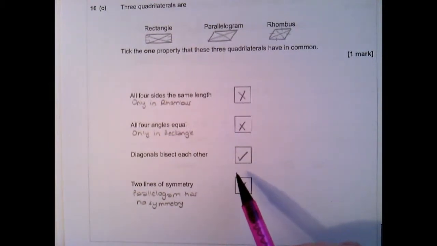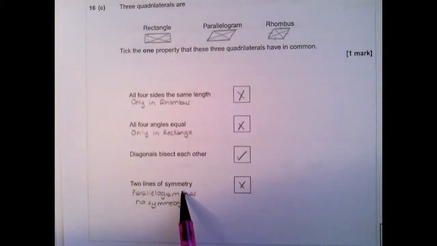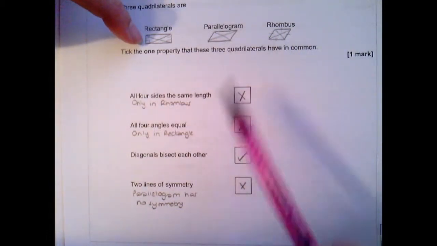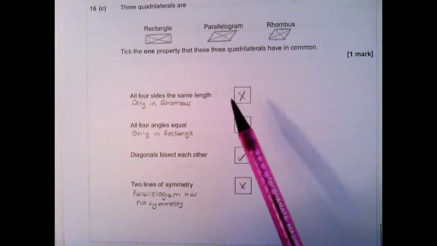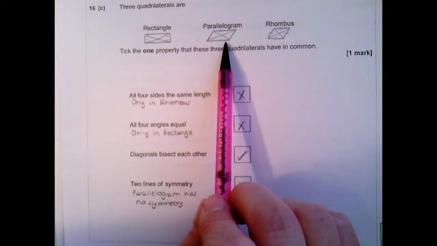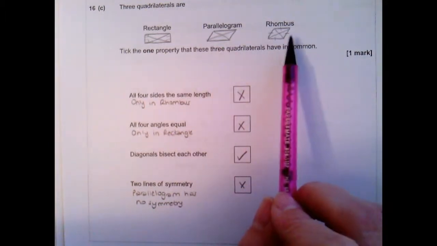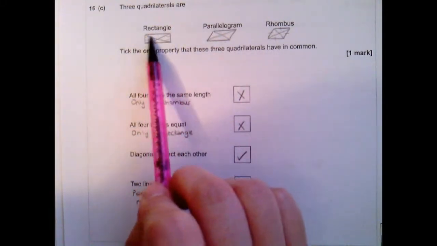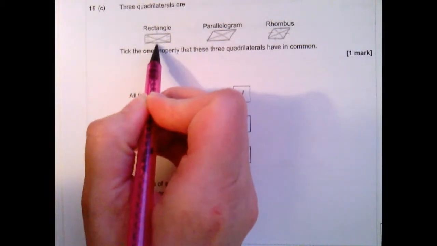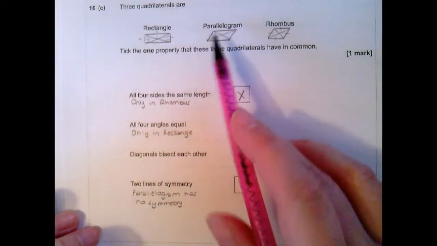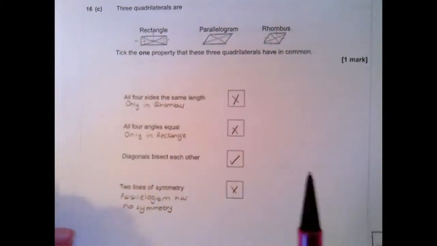The last one then, just to rule it out, 2 lines of symmetry. A rectangle and a rhombus have 2 lines of symmetry, but a parallelogram doesn't have any. Most people think that parallelograms have 2 lines of symmetry. They don't. It has order 2 for rotational symmetry, but doesn't have any lines of symmetry. A rhombus has lines of symmetry where the diagonals are. A rectangle, those diagonals aren't lines of symmetry. The lines of symmetry are going down and across like that. So that one's definitely not true. Parallelogram doesn't have any lines of symmetry, never mind 2.